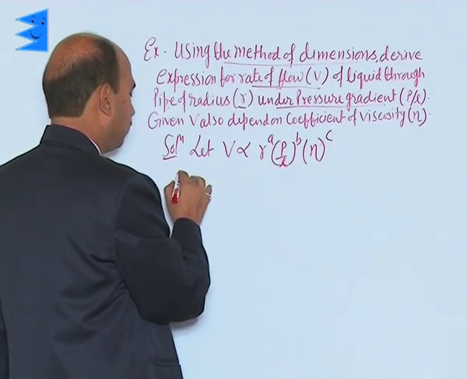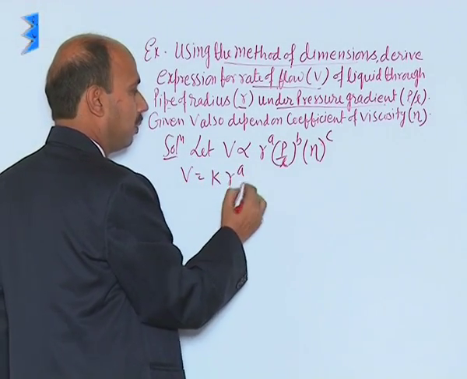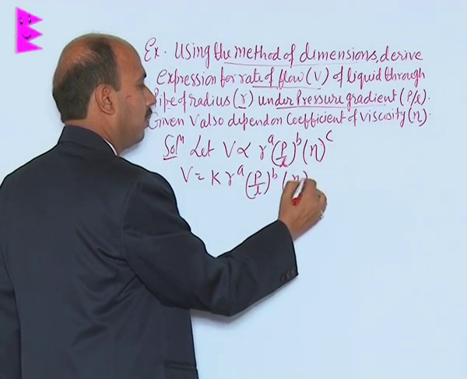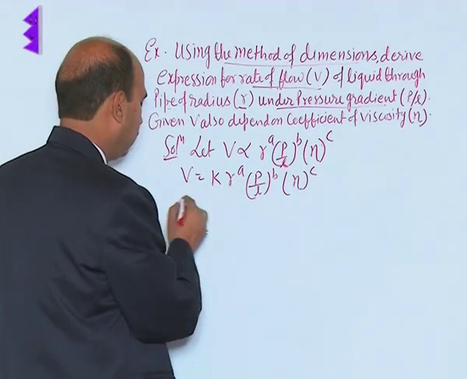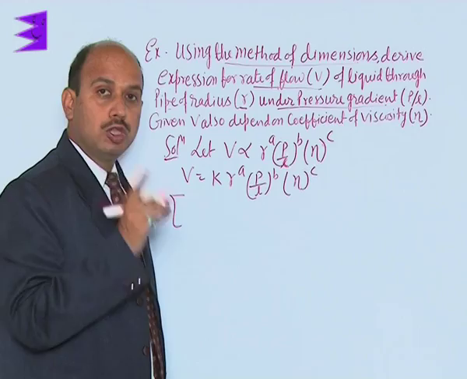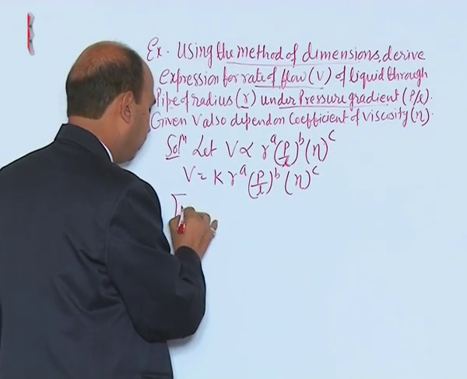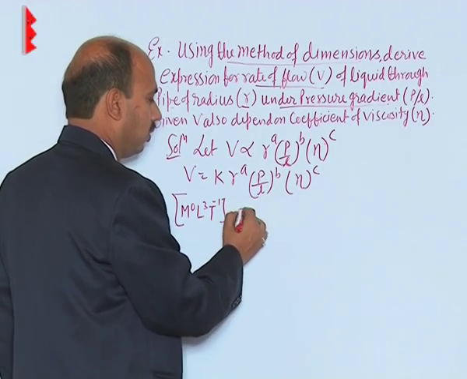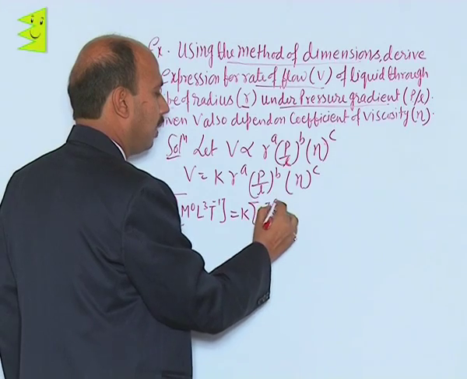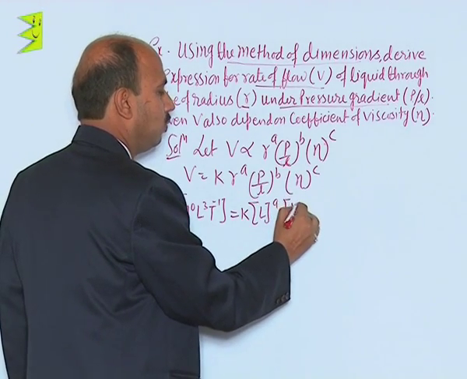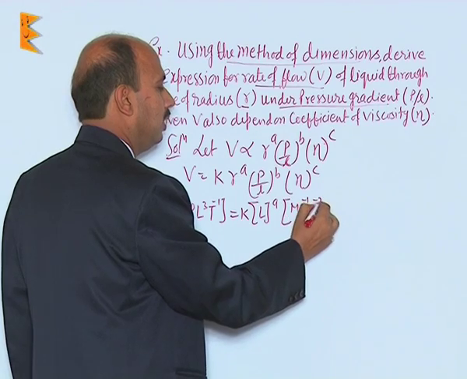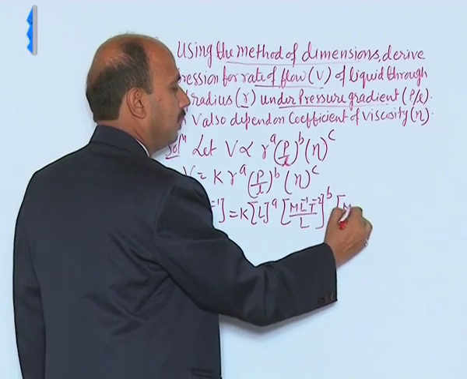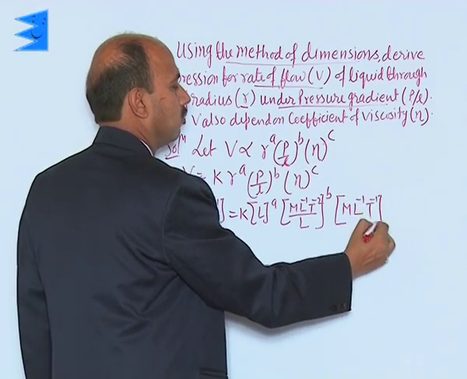We can put a constant. So, V is equal to k r raised to power a, P upon L raised to power b, eta raised to power c. Put the dimensional formula of all. V, that is the rate of flow of liquid, volume of the liquid flowing per second, that is m0 L cube T raised to power minus 1, is equal to k, r is just L raised to power a, pressure gradient you can write mL minus 1 T raised to power minus 2 divided by L, raised to power b, and eta can be written mL minus 1 T minus 1 raised to power c.